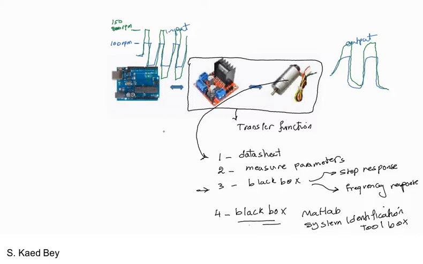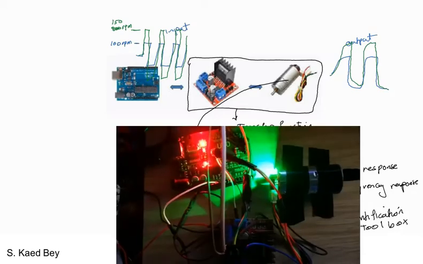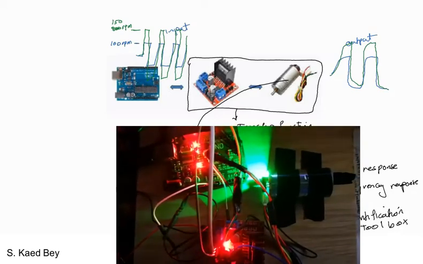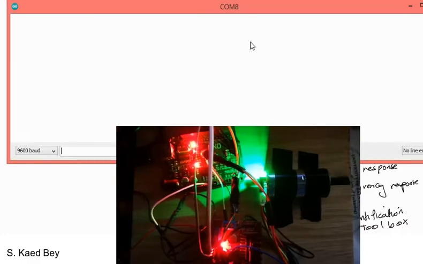So repeating the last attempt by reducing the square wave amplitude to 150 instead of 200 in order to avoid the motor reaching the saturation region. Downloading the Arduino code and turning on the power supply, serial plotter.